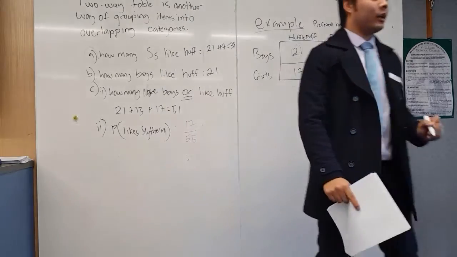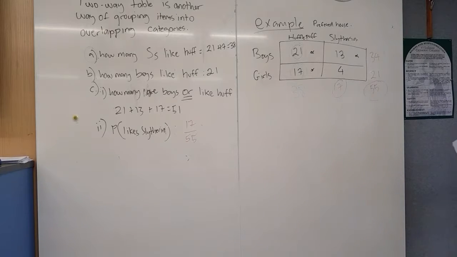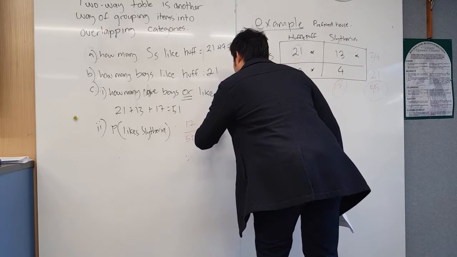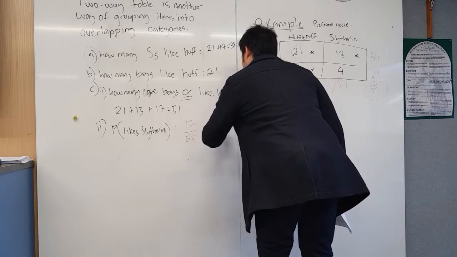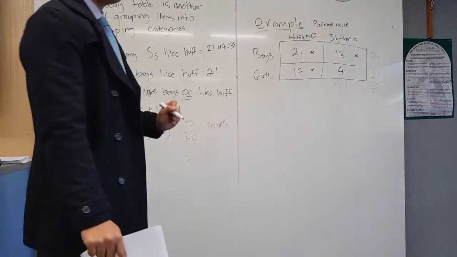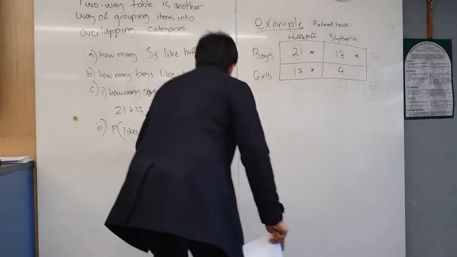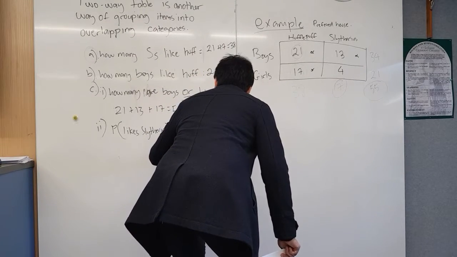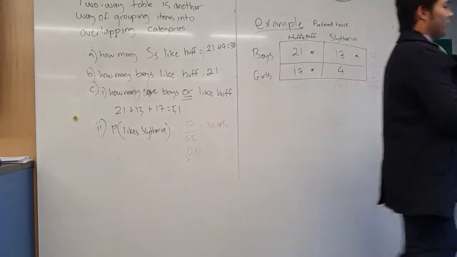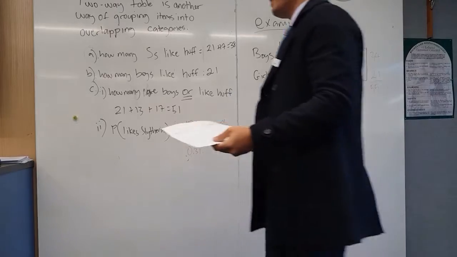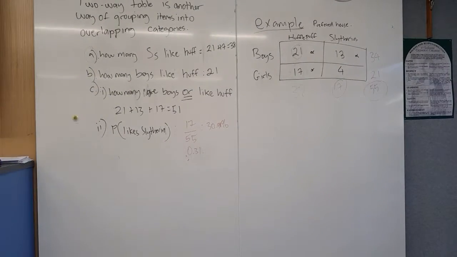What are some other ways that we can put it? As a percentage or decimal? Can someone give me the percentage? 30.91%. That's in 2 decimals. And a decimal as well: 0.31. Do you want me to round it up? Okay. So that's one way of presenting two-way tables.